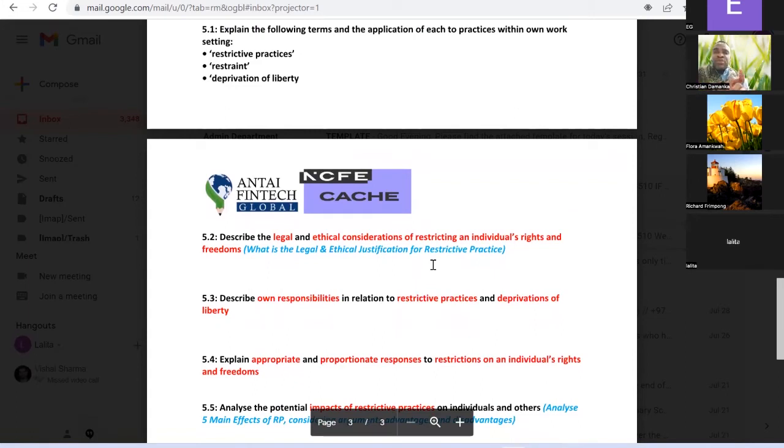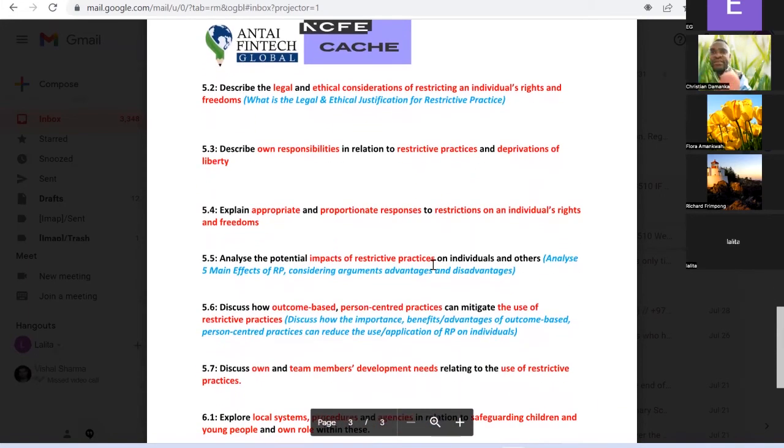And 5.2, describe the legal and ethical considerations of restricting an individual's rights and freedoms. The question means, under what conditions legally are you allowed, and ethically are you allowed to restrict a service user's freedom and rights? Again, I'll point you to a service user with challenging behavior or mental health problems or learning disabilities, who is posing a physical risk to himself or other service users or even the staff. We talk much about that. So what is the law? What is the justification that you can restrict their rights or freedom?